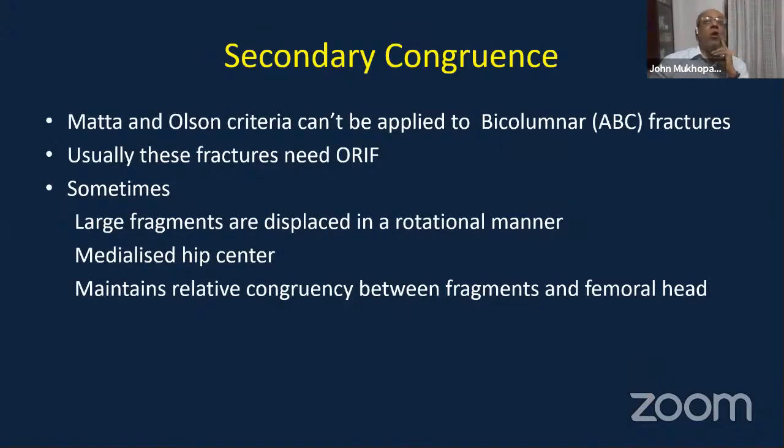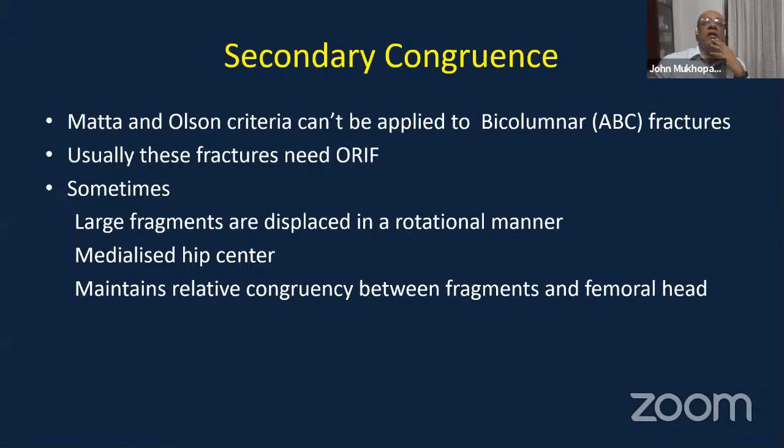Okay, now what is secondary congruence? In Matta and Olson's criteria, they cannot be applied to bicolumnar fractures because the dome is separated from the axial skeleton. So usually these fractures will need open reduction and internal fixation. Because these fragments are separated from each other, unlike the T fracture where there's still some contact with the dome, and it's difficult to get any kind of secondary congruence, you have to get a good, accurate reduction with internal fixation.